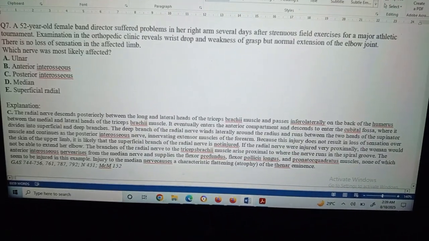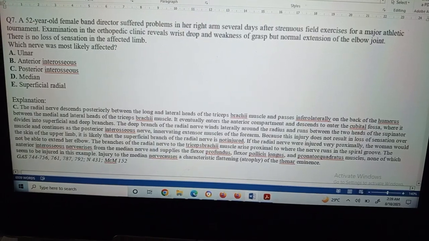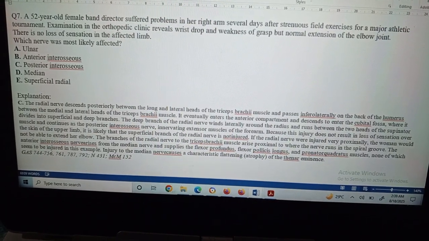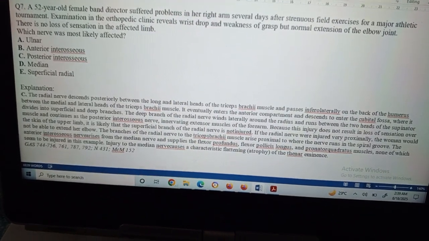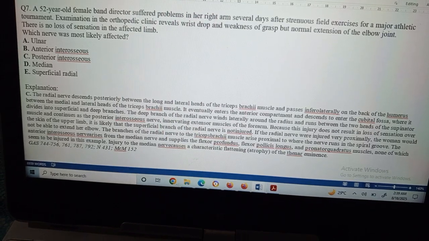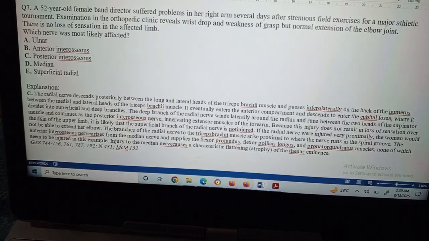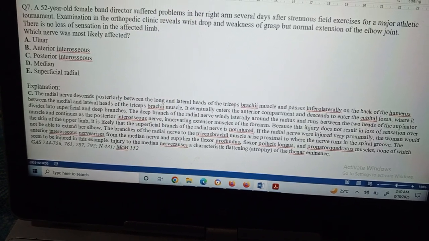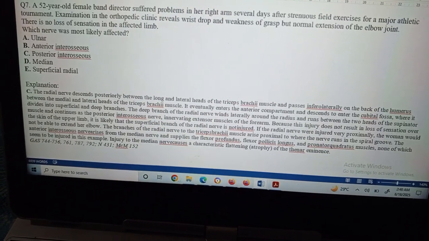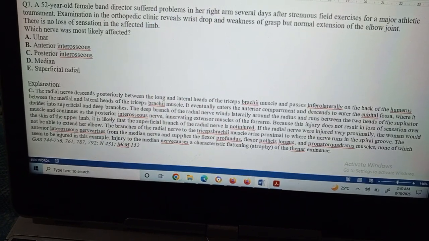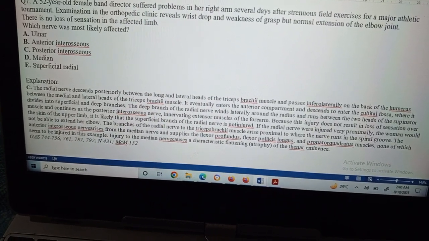Several days after strenuous field exercises for a major athletic tournament. Examination in the orthopedic clinic reveals wrist drop and weakness of the grasp but normal extension of the elbow joint. This point is very important. There is no loss of sensation in the affected limb. Which nerve was most likely to get damaged? The answer is C, posterior interosseous nerve.